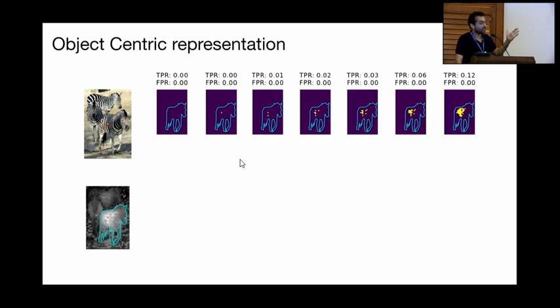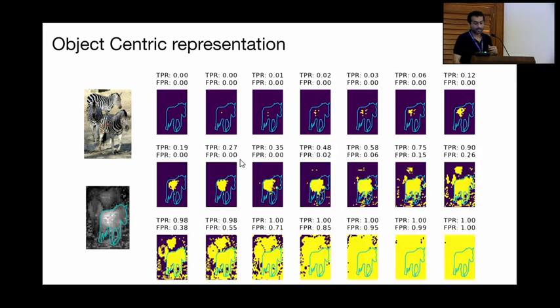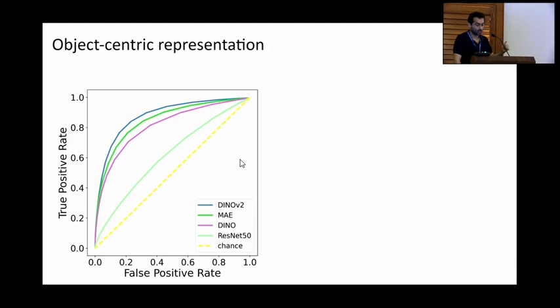When you do that, you could see that the true positive rate goes up, which is the activity within the object over the area of the object. And then as you lower your threshold, you could see that the activation outside of the boundaries of the object comes up too. If we get the true positive rate going really high before the false positive rate increases, then that shows that it's object-centric. We tested different models for object-centric representation.